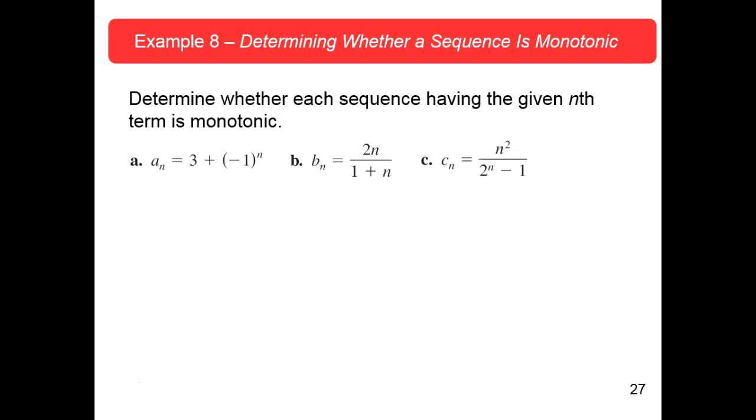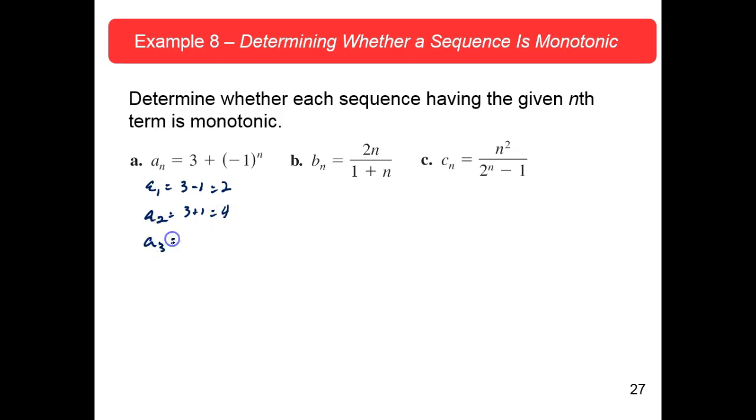Now, this is example 8, which is the next one. Determine whether each sequence having the given nth term is monotonic. Okay? Well, the best way I would say to do this is pick a few terms. What's a sub 1? 3 minus 1, which would be 2. a sub 2 would be 3 plus 1, which would be 4.